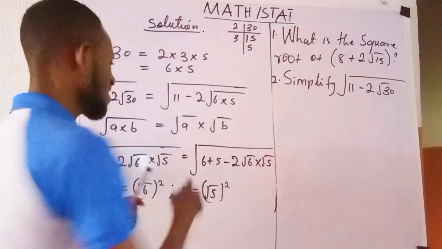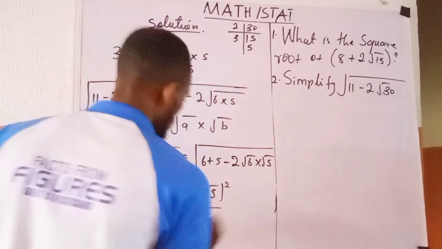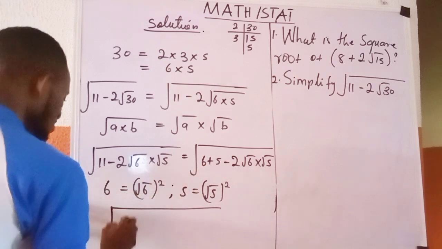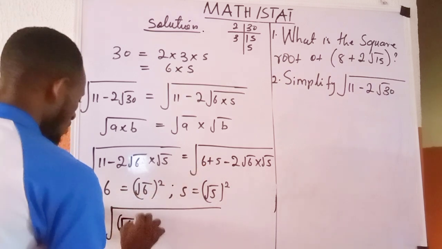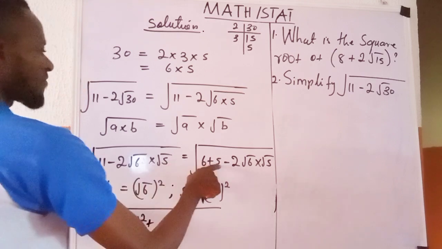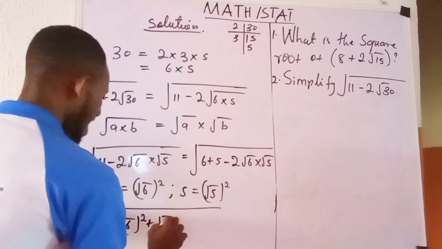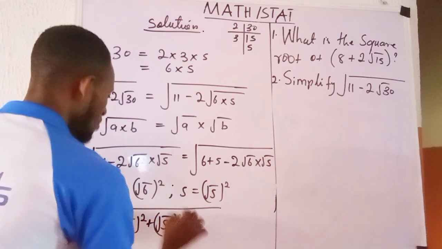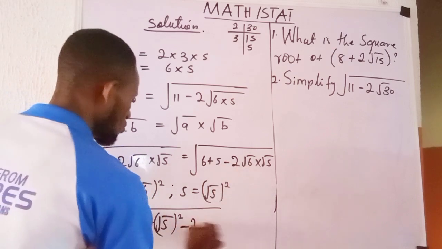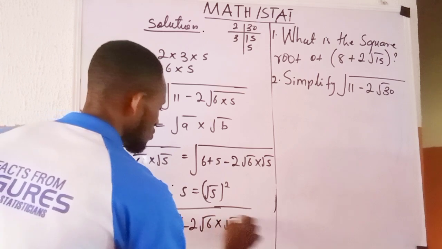By applying the principle here, what I'm going to have becomes the general square root. Instead of writing 6 here, I'll write its equivalent, which is root 6 all raised to power 2. The sign here is plus. Instead of writing 5, I'll write its equivalent, which is root 5 all raised to power 2. The sign here is minus. What I have here is 2, and then what I have here becomes root 6 times root 5.